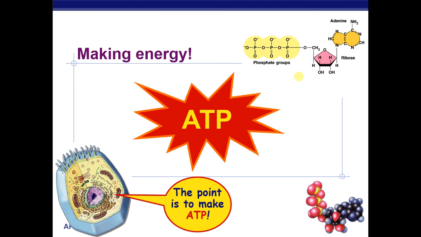So ATP, or adenosine triphosphate, and here is a picture of it, is a very important molecule. It is what cells use as energy. So whenever we talk about a process needing energy or producing energy, ATP is what we're talking about as that unit of energy.